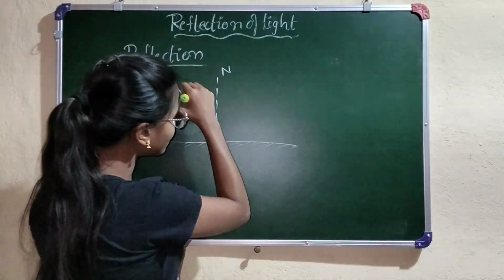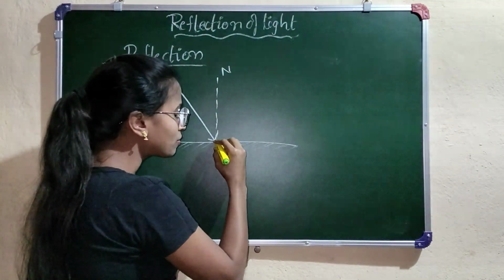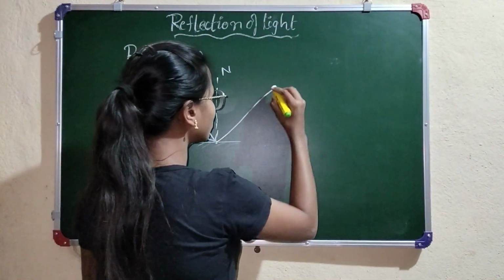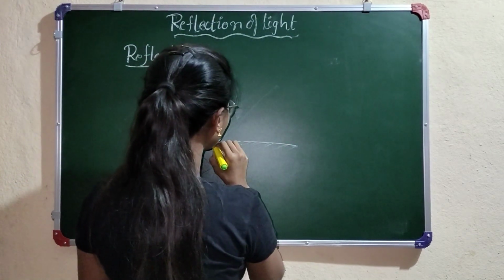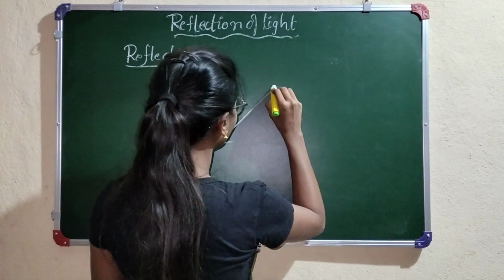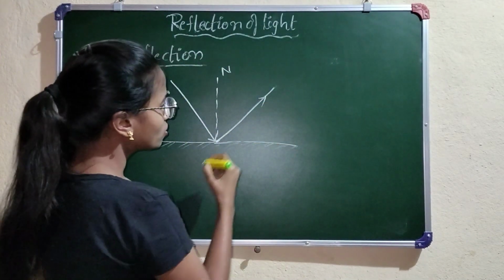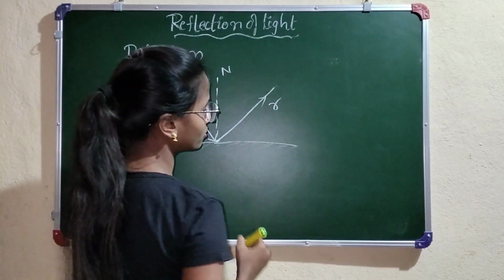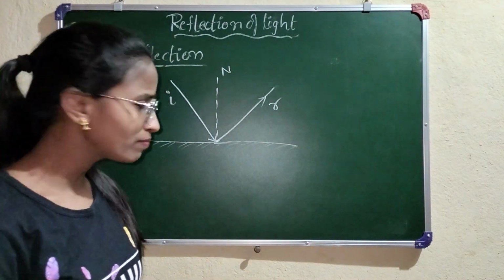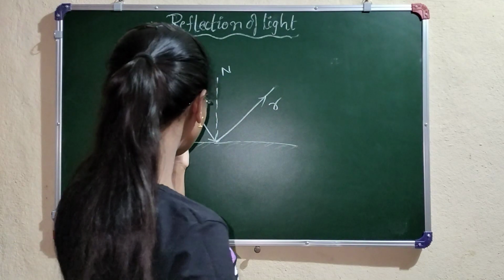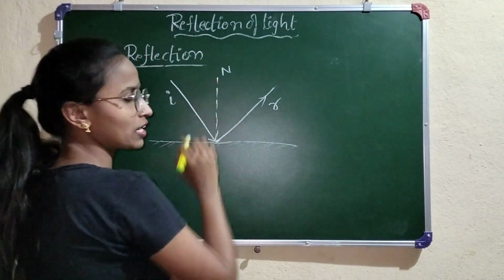From the same point where the incident ray is incident, the light ray will also get reflected. This light ray which is reflecting, we call the reflected ray. Yes, this is the incident ray, the reflected ray, and the normal line.